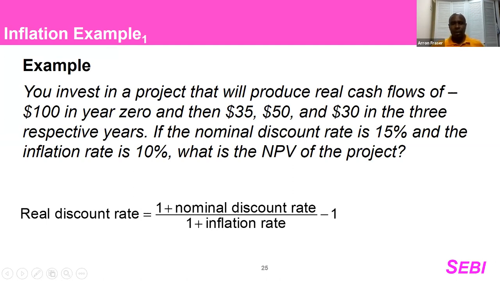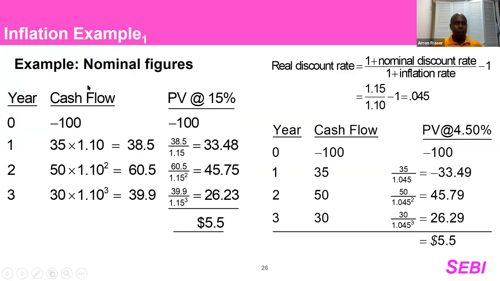and you should essentially end up at the same answer. So let's see how that works. On the left, we're just using the nominal figures. In year zero, we made an investment of $100, right? So the discount factor for any investment made now is one. So applying a discount factor of 15%, you will still end up with an outflow of $100. The real cash flows that we were given are 35, 50, and 30. We first apply the inflation rate. So we had 10% in year one and we compound it in period two, same for period three.